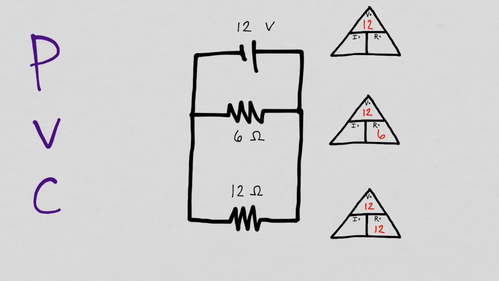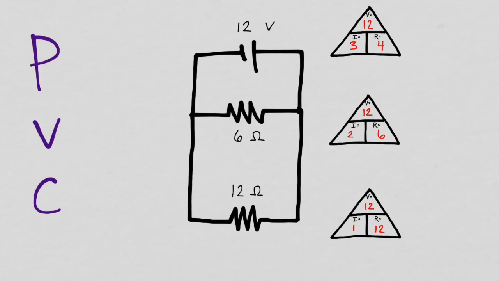For each resistor now, I can calculate the individual current. For the upper resistor, the 6 ohm, we would see a current of 2 amps. And for the lower resistor, we would see a current of 1 amp. Those currents must add up together at the junction to give us a total current of 3 amps through the battery, which means that the total resistance of the circuit would be 4 ohms. Let's double check that by finding the resistance of the 2 resistors combined in parallel.